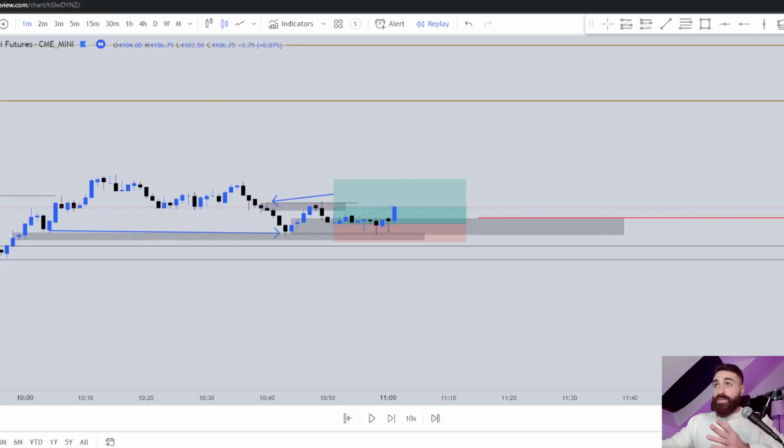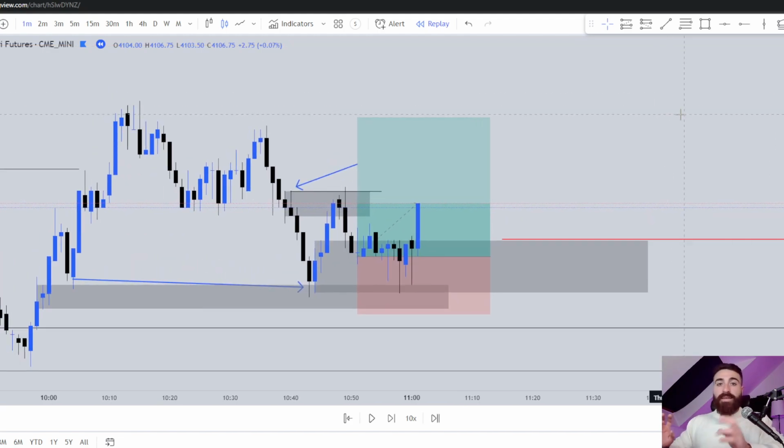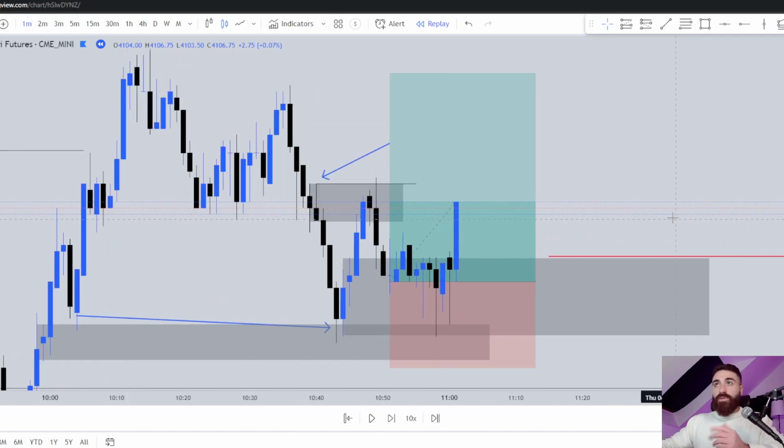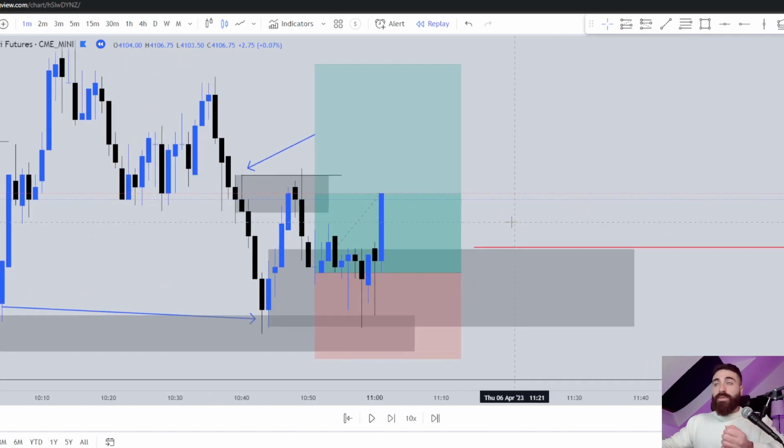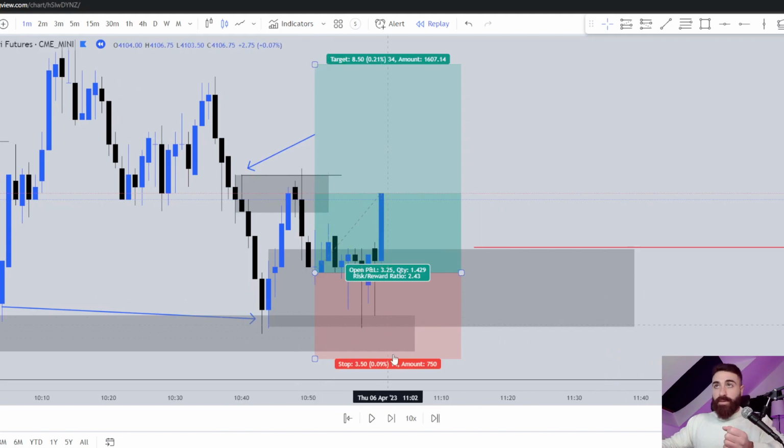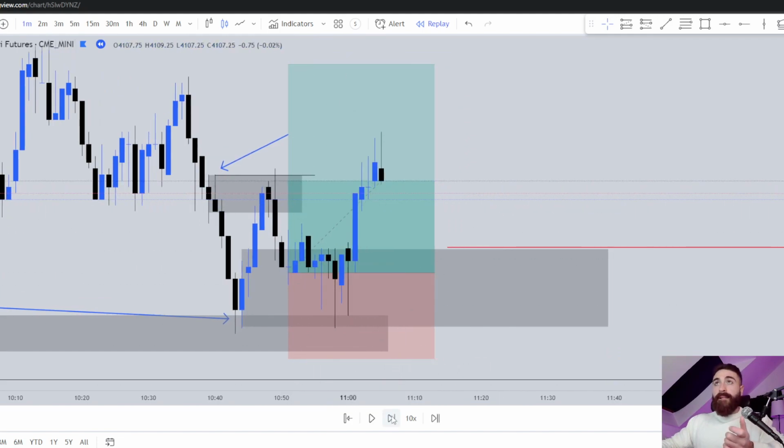I have proof of this trade, so some people say that I'm making it up or whatever. You can check it on my Twitter and on my Discord. I even called it before it happened. So the price came here, we rejected, we went higher.